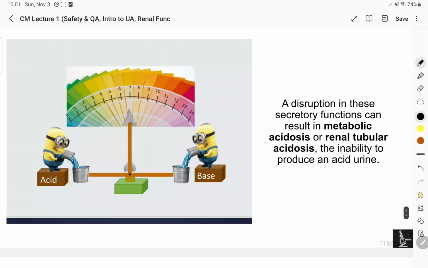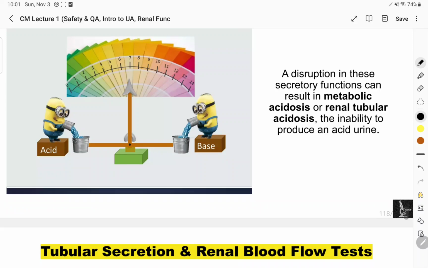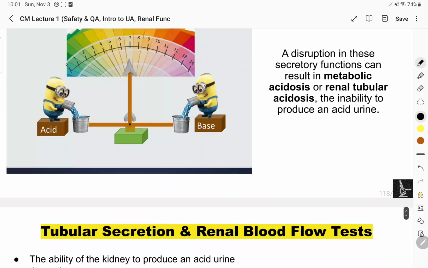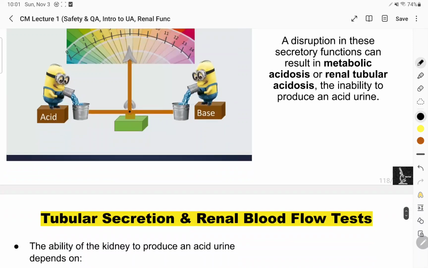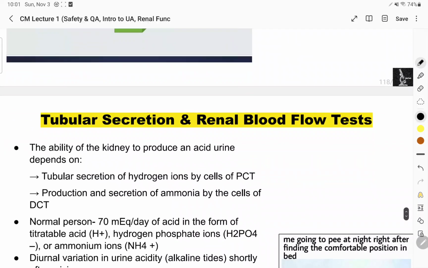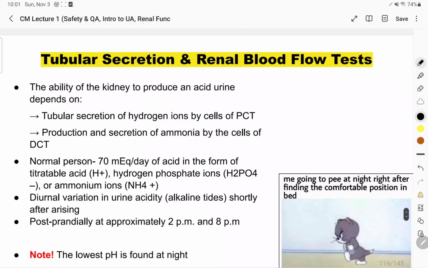So, disruption of the secretory functions can result in metabolic acidosis or renal tubular acidosis, meaning inability to produce acid urine. Okay, kaya nanggawa si bicarbonate. So what are the tests for tubular secretion and renal blood flow?